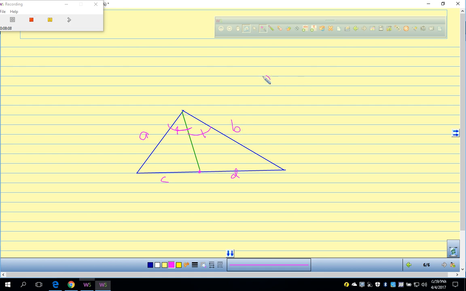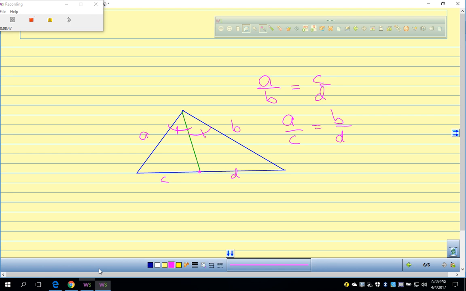In other words, A is to B as C is to D. Another equivalent expression would be A is to C as B is to D, right? Because if I cross multiply either way, I get AD equals BC. So this over this equals this over this. See that? Yes? No? Yeah. So this is to this as this is to this. Or you can say it this is to this as this is to this.